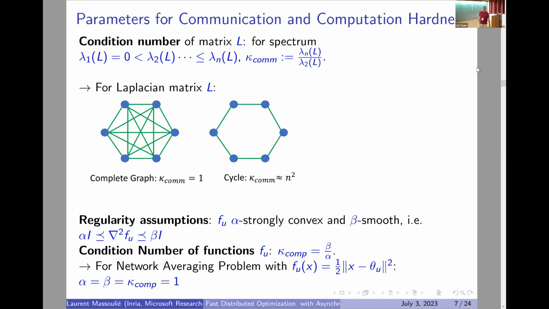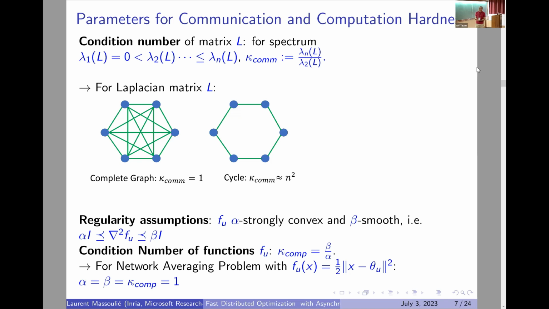And then we'll make strong regularity assumptions on our individual functions. We'll assume that these are convex, and more than that, we'll assume they are alpha strongly convex and beta smooth. In other words, we'll assume that the Hessian matrices of our individual functions are sandwiched between alpha times the identity and beta times the identity for the positive semi-definite order. And so, as is customary in convex optimization theory, the hardness of optimizing those functions is then measured by the ratio beta over alpha, which is the condition number of those functions.